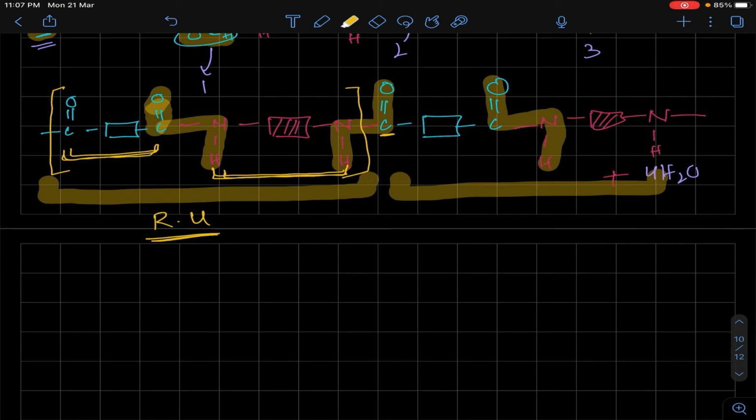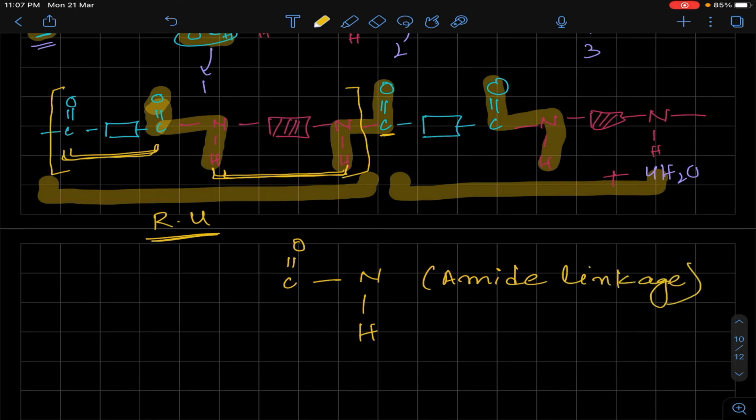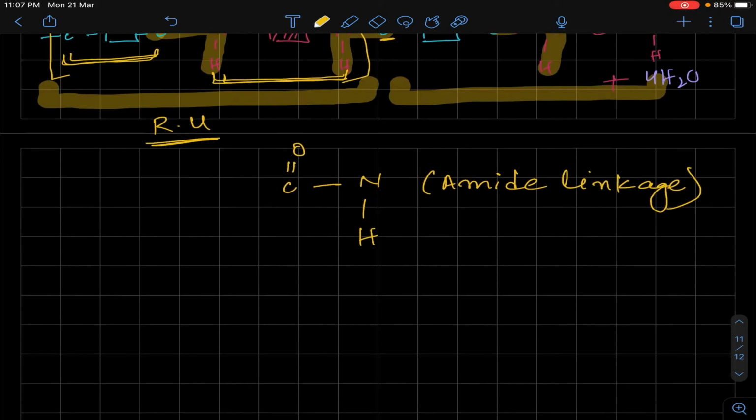So they'll ask you about the linkage, what is the linkage here? You can simply draw the structure of the linkage, that C double bond O from the dioic acid gets linked to the NH of diamine. So this linkage is known as amide linkage, and that's why nylon is also known as polyamide, because it contains a large number of these amide linkages.